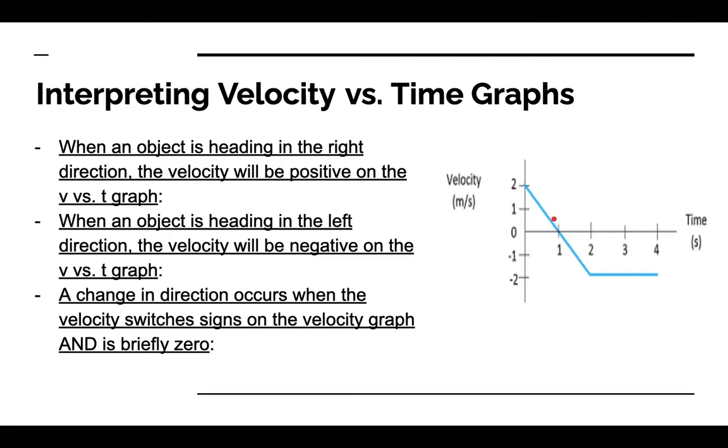And then at 1 second, we can see we're changing direction because we're going from a positive velocity before 1 second to a negative velocity after 1 second. And again, this negative velocity indicates that we're going to be heading towards the left because, again, negative velocity is associated with leftward motion.